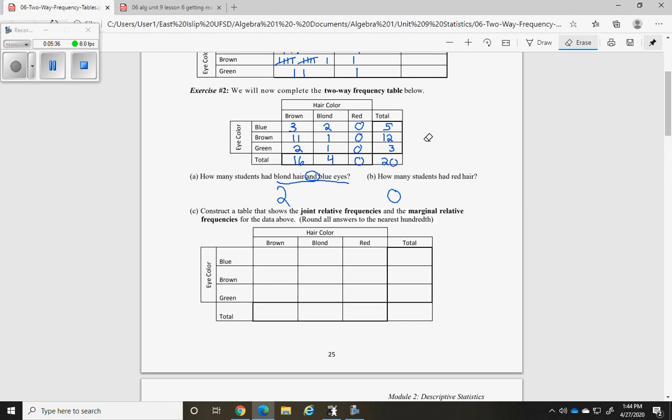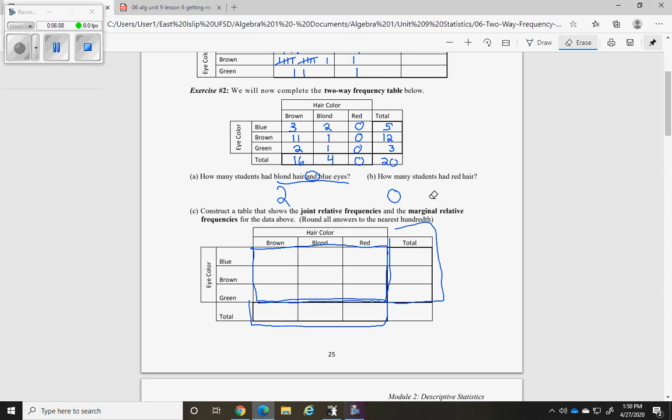Now it's asking us to construct a table that shows joint relative frequencies and marginal relative frequencies. So the joint relative frequencies, remember, are these things in the center, while the marginal relative frequencies are these things on the edges. And all together, that's just relative frequency. The whole entire chart, when I fill it in, I found the relative frequency of the data.